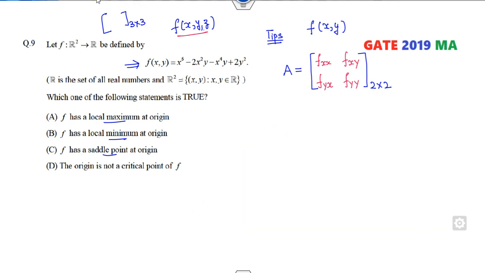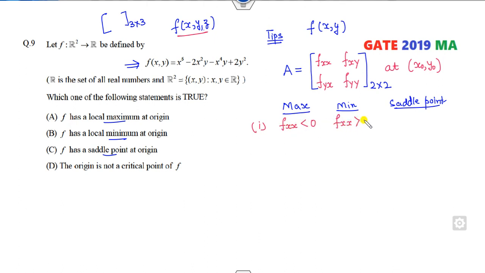Now you have to compute this matrix at the point x0, y0. Then there are conditions for the maxima, conditions for the minima, and conditions for when it will be the saddle point. Remember, this is a generalized trick. You can solve any question with the help of these shortcut tricks. The first element is less than 0, or the first element is greater than 0, or the first element is 0. Whichever is satisfied, we call it the max, min, or the saddle point.